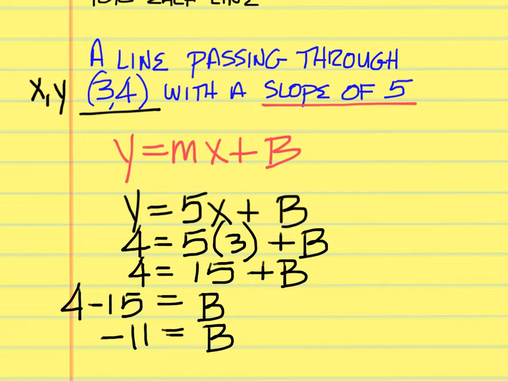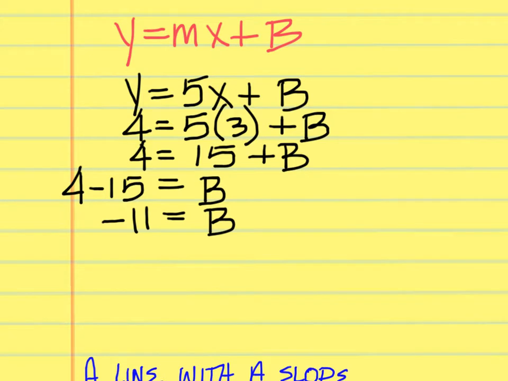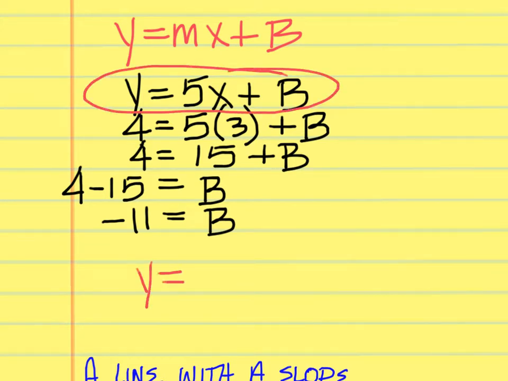Remember, you have to find the equation of the line. And when we plugged in the slope here, we had y equals 5x, but we did not know the b. But now we do. It's negative 11. So write it in.